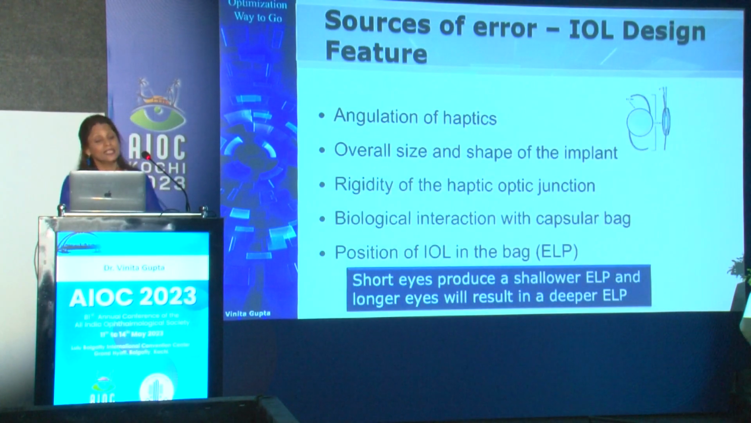Then we have the IOL design features. Every IOL has its own design of haptics, overall size, shape, and rigidity of the haptic junction, but we cannot predict how it is going to interact when it is sitting in the capsular bag. What is the ELP? We are trying to predict it, but still we cannot be 100% sure. So obviously that is another sort of inherent error which we cannot totally exclude.